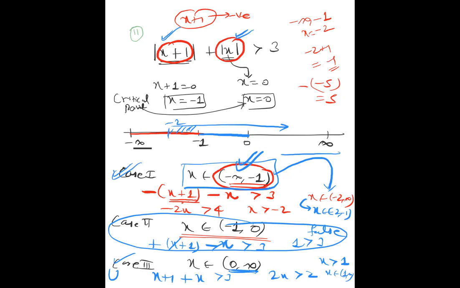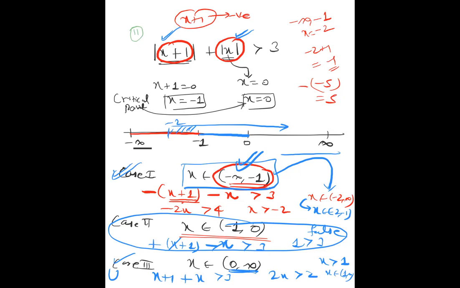This case again we'll check, case 1. You have taken minus x plus 1. Minus x you have taken greater than 3. Minus 2x is greater than 4. x is greater than minus 2. So minus 2 to minus 1.